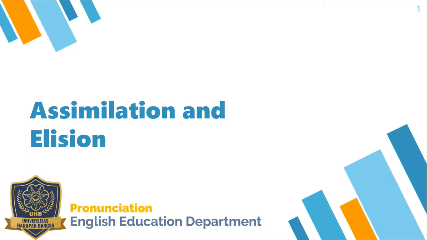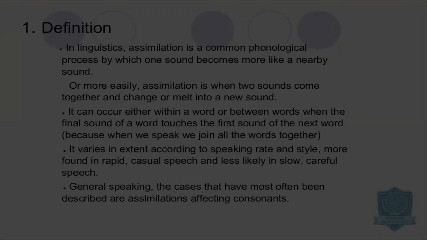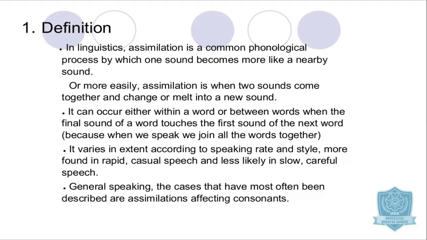On this occasion, we are going to continue our lesson. We are going to talk about assimilation and elision. Assimilation means the common phonological process by which one sound becomes more like a nearby sound. Or we can say assimilation is when two sounds come together and change or melt into a new sound. It can occur either within a word or between words.